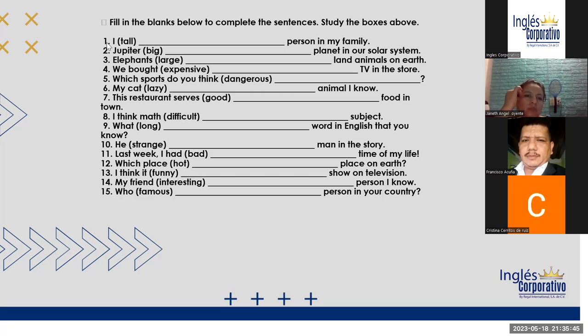La 4, ahí está el verbo es comprar, we bought, compramos. O si se fijan, la 1, la 2 y la 3 no tienen verbo y por el sentido que la oración lleva, sí necesitamos el verbo to be. La 4 tiene verbo, entonces no necesita otro verbo ahí, ¿verdad? Pero la 5. Bueno, tiene el verbo pensar ahí, pero igual.